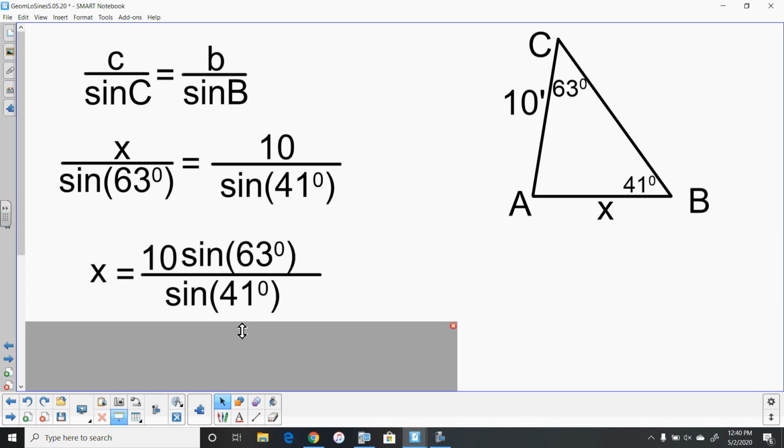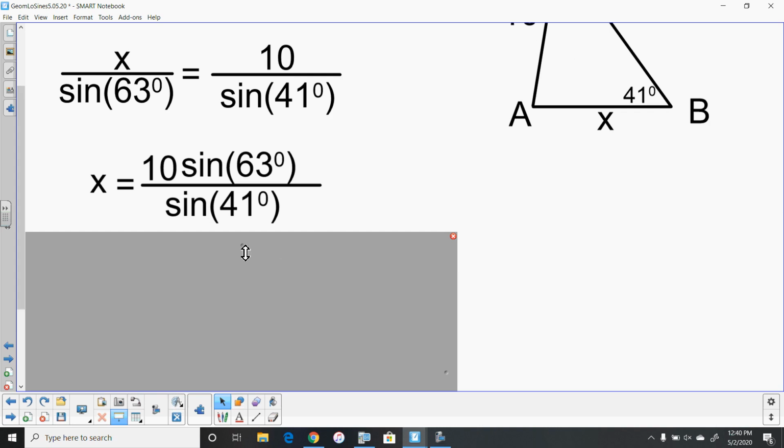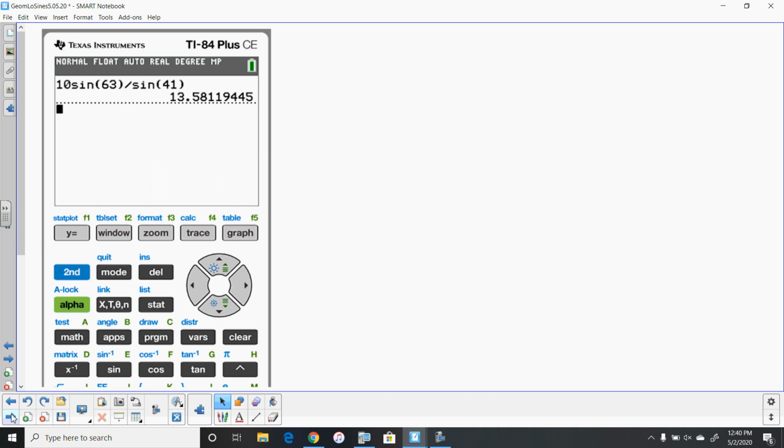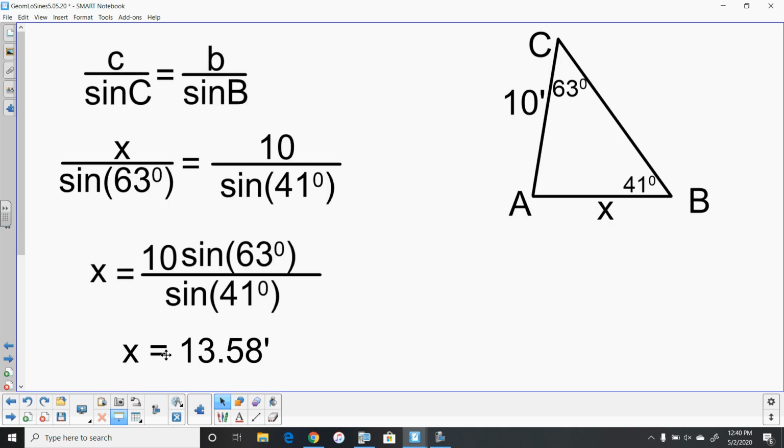Multiplying both sides by sine 63. And then I could put all of that into the calculator in one step. Here's what that looks like. And there's our answer. Looks like our units were feet, so let's make sure to leave our answer in terms of feet.